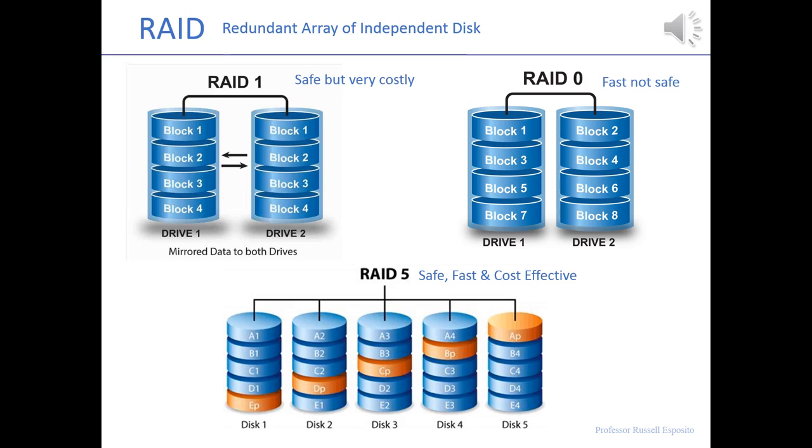RAID 5 is very commonly used. RAID 5 is safe, fast, and cost efficient. It's a little complicated to explain, but I think we can do this. So we'll start with 4 disks, right? 1, 2, 3, 4. If you want to make RAID 5 out of this, you add one more drive. And then you still stripe the data across. As you see, it's A1, A2, A3, A4, and then it says AP. That's a parity disk.